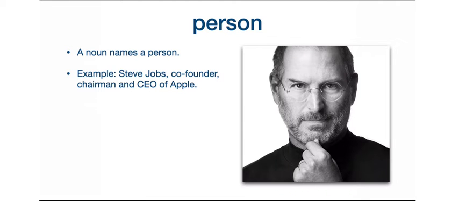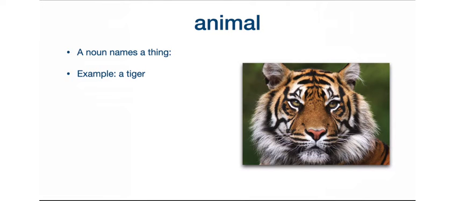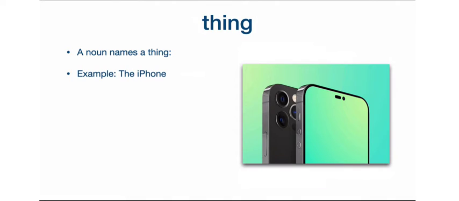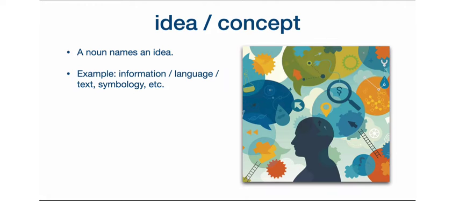Okay, so a noun names a person. A noun names a thing or an animal. A noun names a place. A noun names a thing. A noun names an idea or a concept.